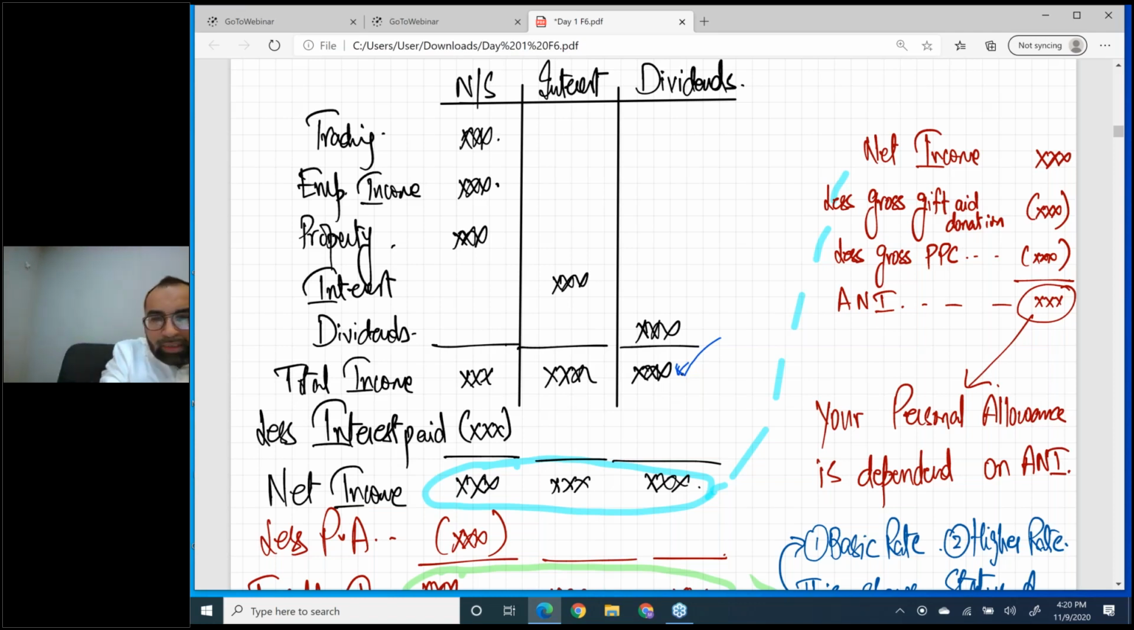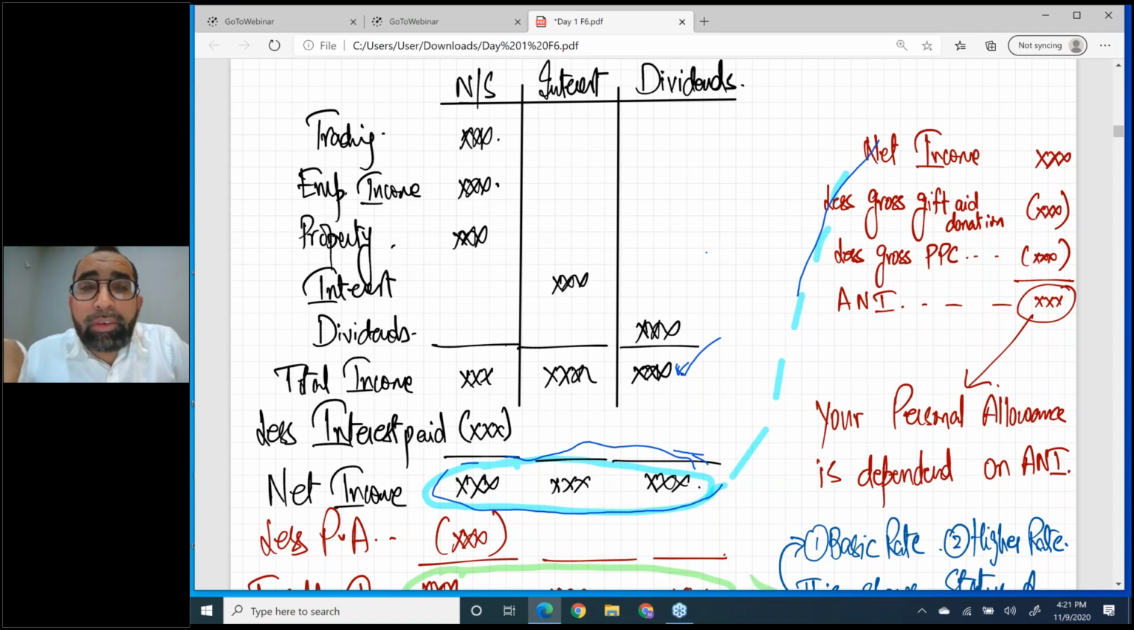And what you do, see, you just add all your net income, and you go here. See, there is a side working. From this total net income, you deduct two things. Open your eyes. Number one is gross gifted donations, if it is given. And number two is gross personal pension contribution. In short, we say gross PPC. When you deduct these two, you get ANI, adjusted net income.